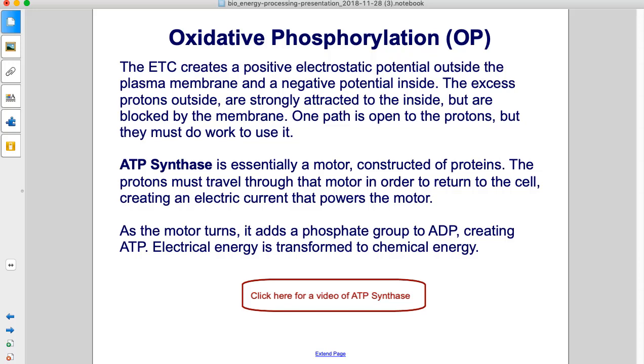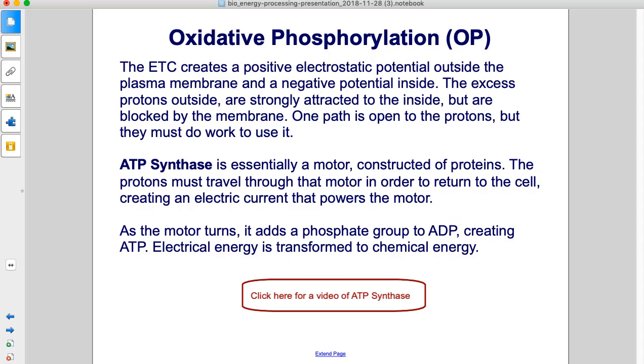The ETC creates a positive electrostatic potential outside the plasma membrane and a negative potential inside. The excess protons outside are strongly attracted to the inside, but are blocked by the membrane. One path is open to the protons, but they must do work to use it.